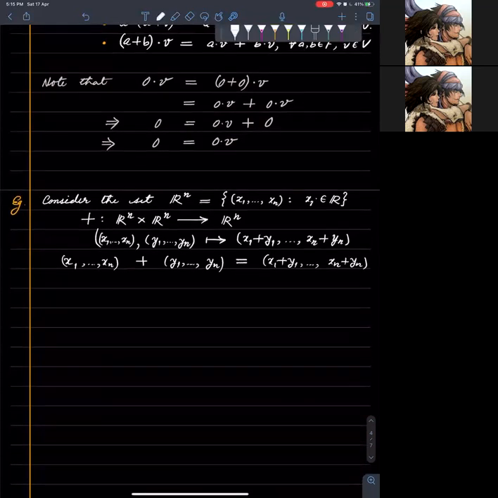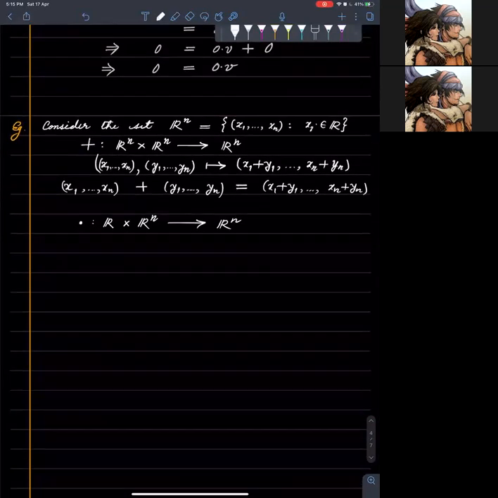and we define multiplication. R is a field, as we already discussed. We define this function which takes a real number, let's call that alpha. Usually scalars are denoted by Greek letters. And you take any n tuple, and we just scale component wise.